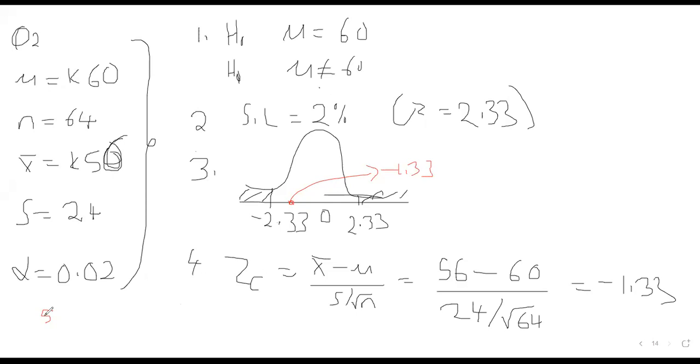We accept the claim that the mu is equal to 60. This means there's no significant difference, right? So we accept the claim. Okay. We accept the claim, correct.